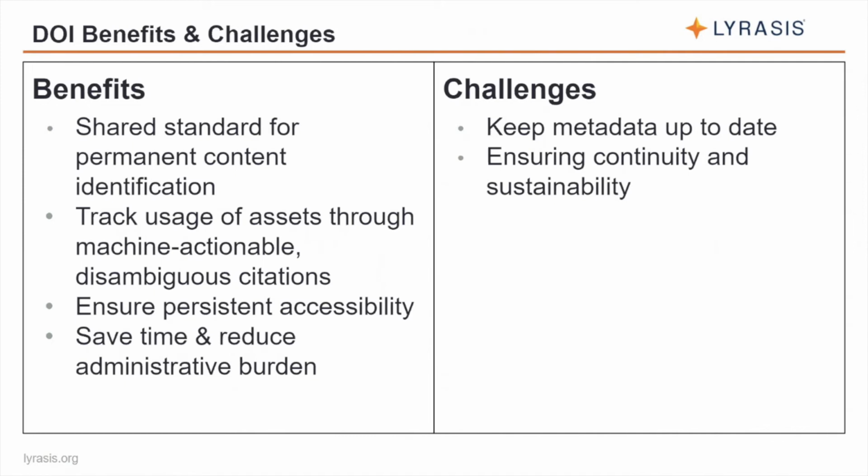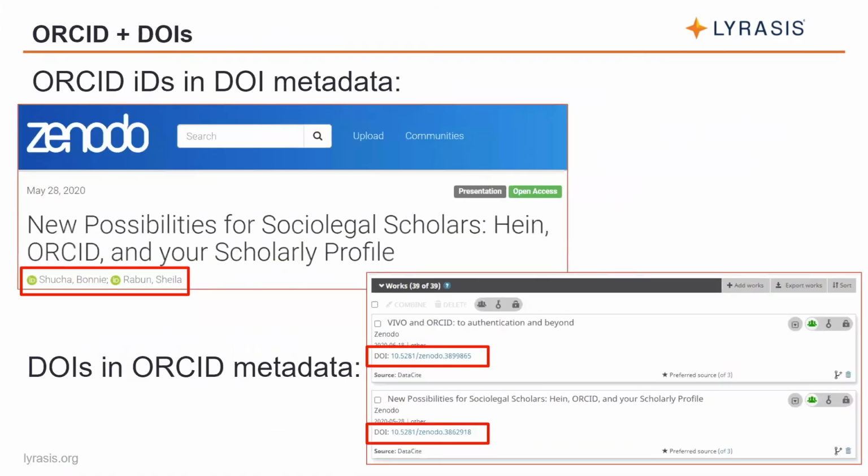them is key. Another great thing to note about ORCID and DOIs, and really all PIDs, is that ORCID IDs can be included in DOI metadata, and DOIs can be included in ORCID metadata, and that helps to link the people and the objects together in a shared, persistent way over time.